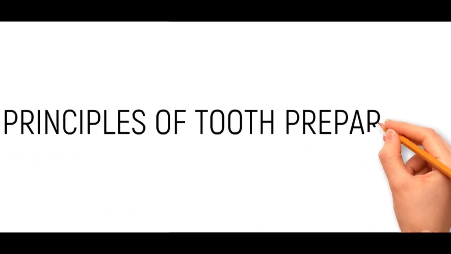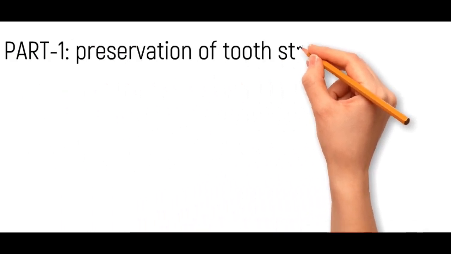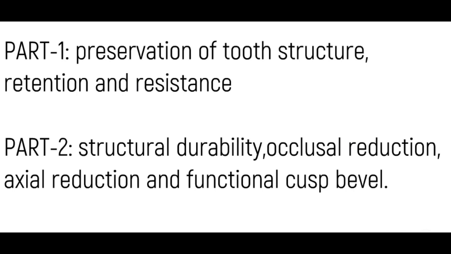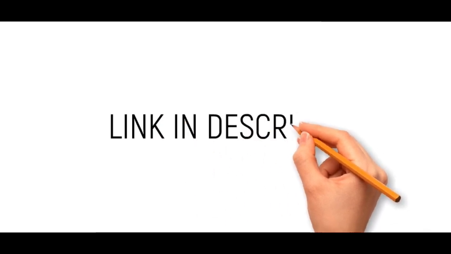This is a continuation lecture for Principles of Tooth Preparation. In part 1 we discussed the preservation of tooth structure, retention and resistance, and in part 2 we discussed structural durability, occlusal reduction and functional cusp bevel. In case you missed those videos, you can find the link in the description.